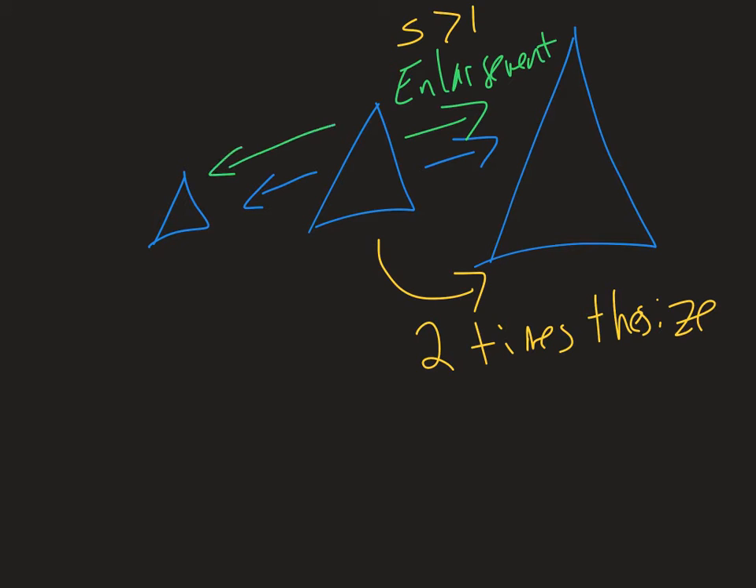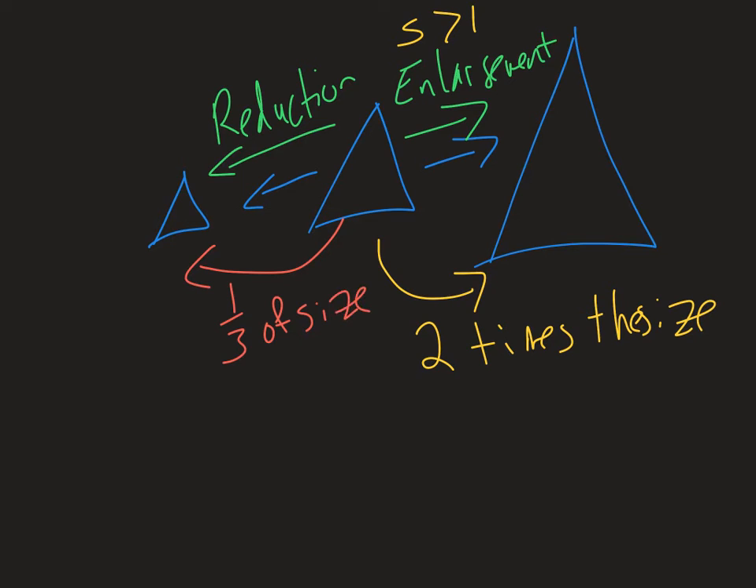Going the other way is what's usually called a reduction. So for instance, if I'm going from the middle triangle to the left triangle, let's say that it is a third of the size, meaning the scale factor is 1/3. So in this case, my scale factor is less than 1, but it's still positive.